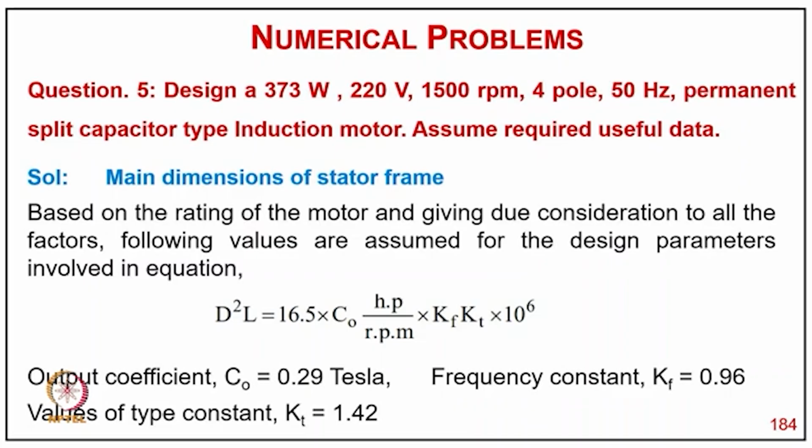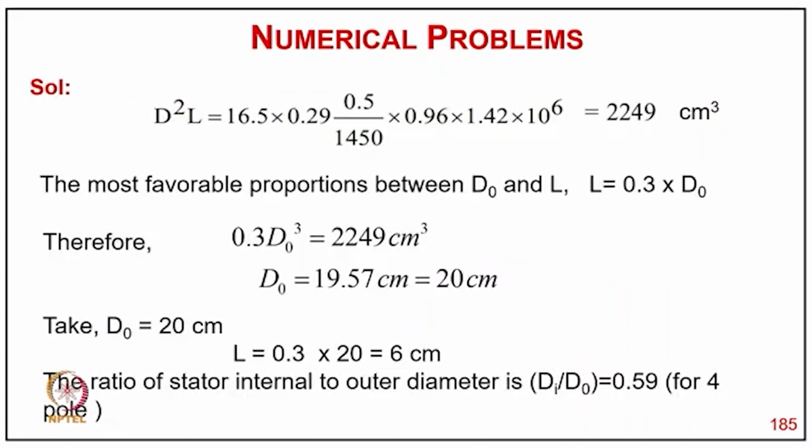into KF KT 10 power 6. The output coefficient C0 is 8.26 Tesla, the frequency constant KF is 0.96, and the value of coefficient KT is 0.42. So D square L from this relation comes to 249 centimeter cube, and the most favorable proportion between D and L is 0.3. So you can find out L as 0.3 T.